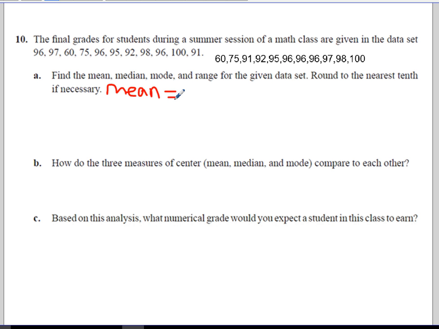And if we add all of those up, we are going to get 996. I'm not going to spend the time writing that all out because you're just typing them in the calculator. There are 11 numbers. And so that gives us a 90.5 as our mean.